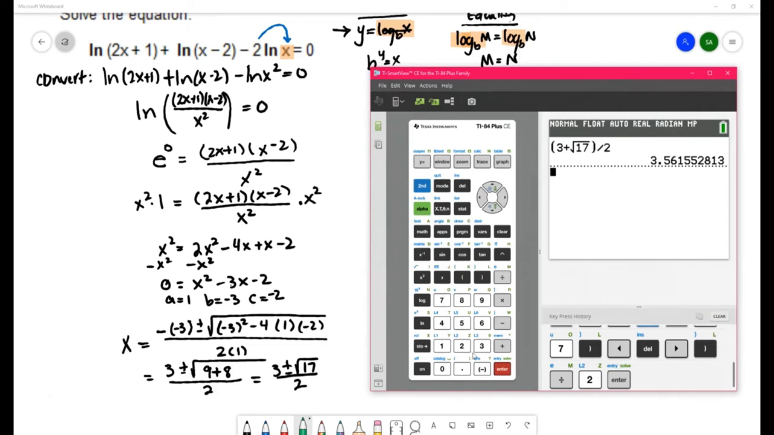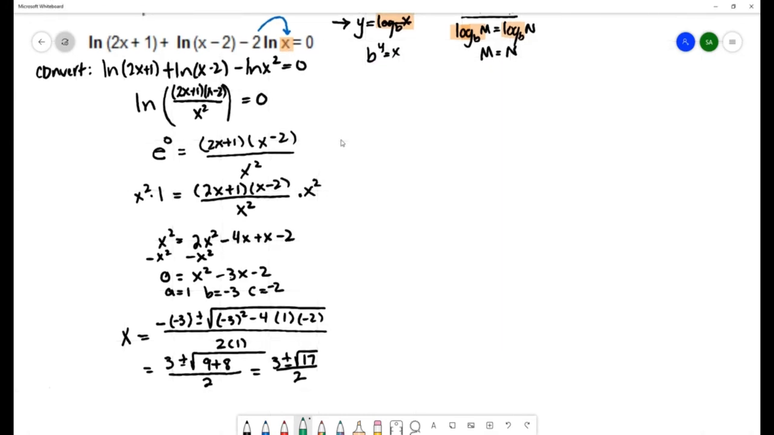Now the other one will be 3 minus square root of 17 over 2. And this gives a negative number. So when I substitute this into x, that would be log of a negative, and I'll have to exclude that number. So my only solution will be x equals 3 plus square root of 17 over 2.